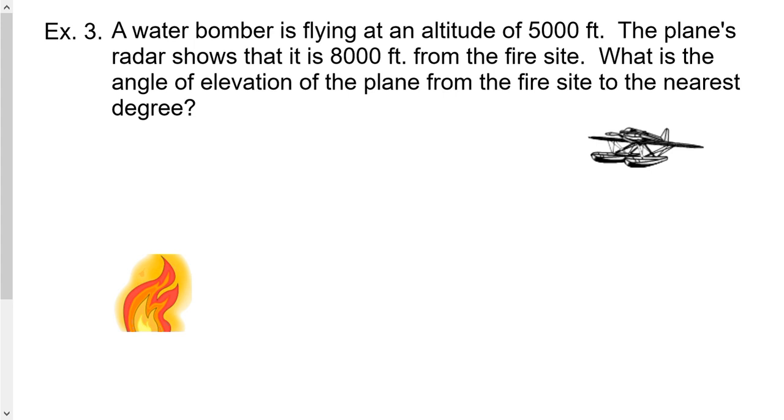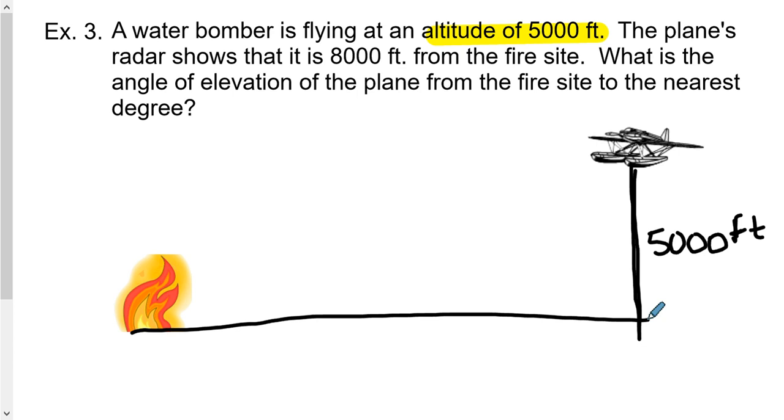All right, so first thing, it's telling us the water bomber is flying at an altitude of 5,000 feet. So that tells us the vertical distance to the ground is 5,000. We don't measure that one at an angle, right? Altitude is a straight vertical distance. So we have a horizontal line to connect that. This is the ground level, from the bottom of the fire.